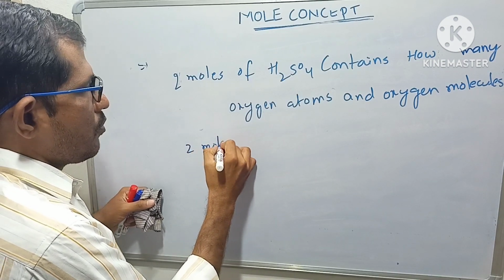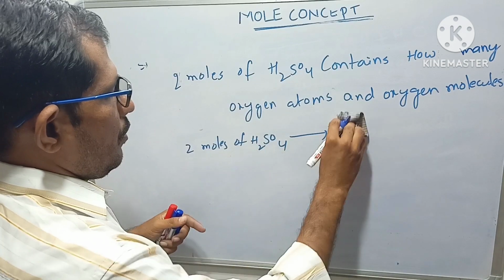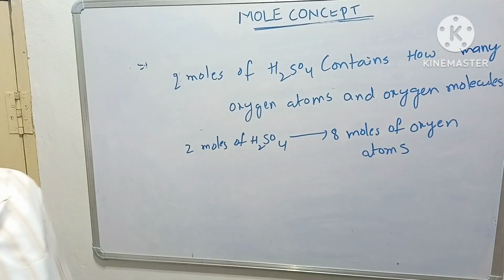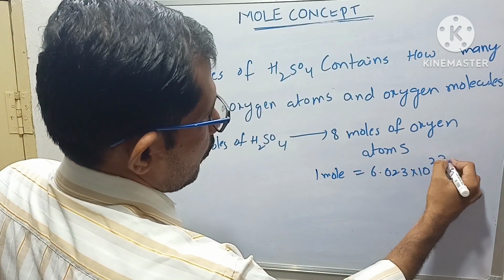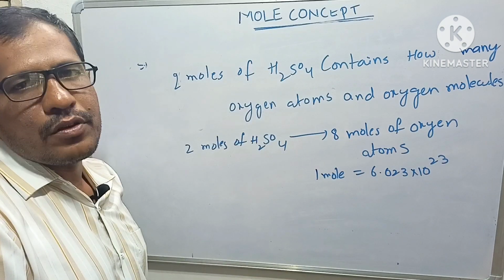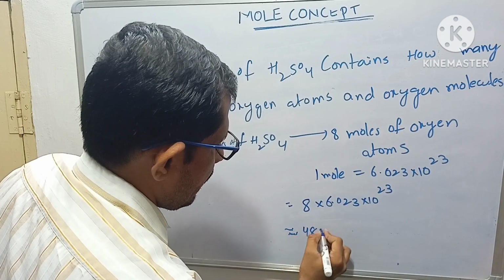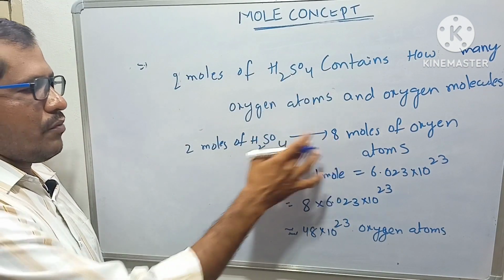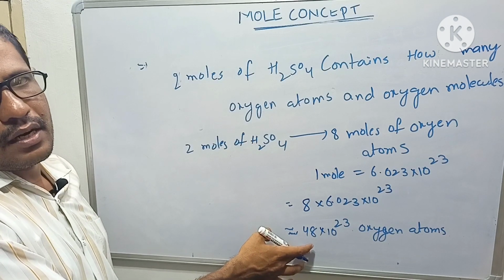For that, just write, we know 2 moles of H2SO4 contain 8 moles of oxygen atoms. So we know 1 mole equals 6.023 into 10 power 23 atoms. Here we have 8 moles of oxygen atoms, which means 8 into 6.023 into 10 power 23. Roughly it is coming 48 into 10 power 23 oxygen atoms. I repeat, 2 moles of H2SO4 contain 8 moles of oxygen atoms. 1 mole means 6.023 into 10 power 23. So if you calculate, 48 into 10 power 23 oxygen atoms is coming, right?